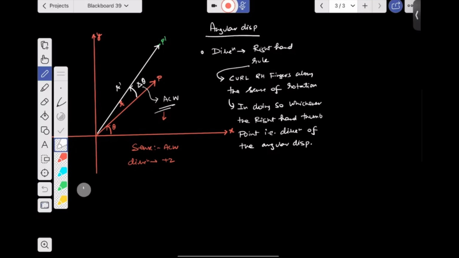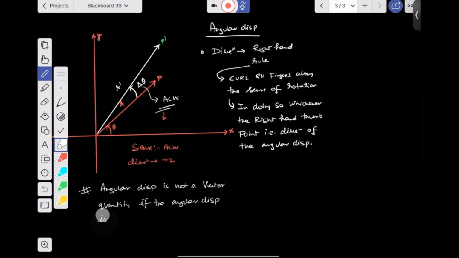So I'll write that point. Angular displacement is not a vector quantity if the angular displacement is finite. There's a reason for it.